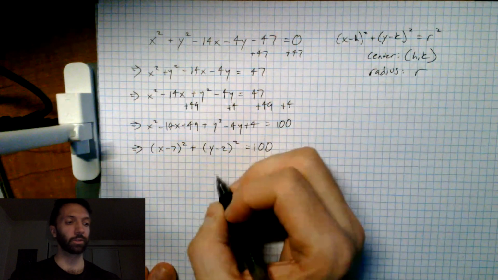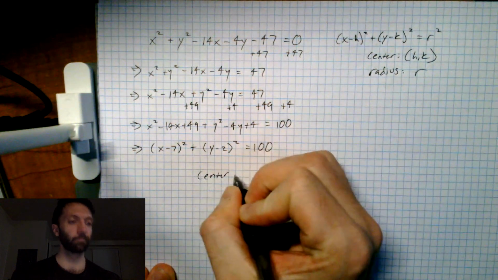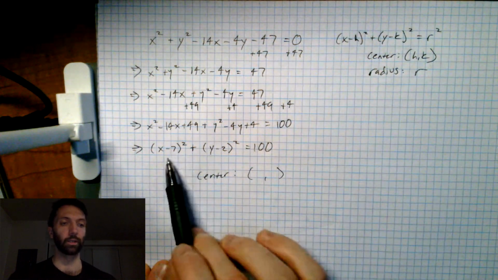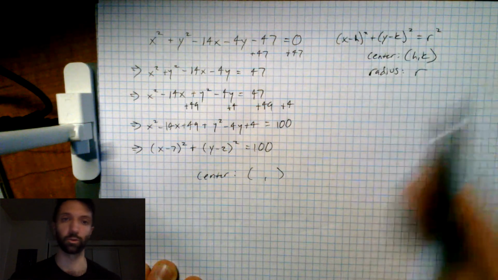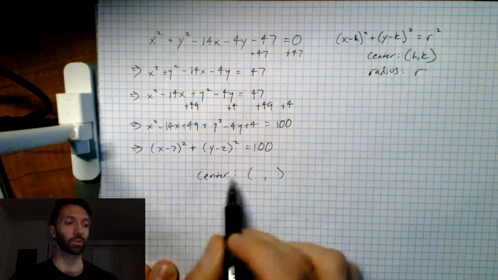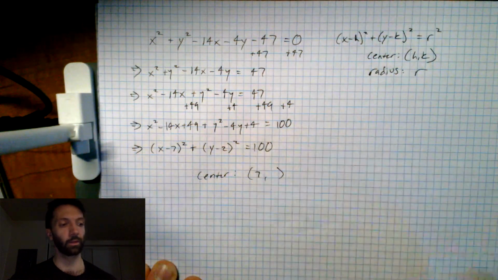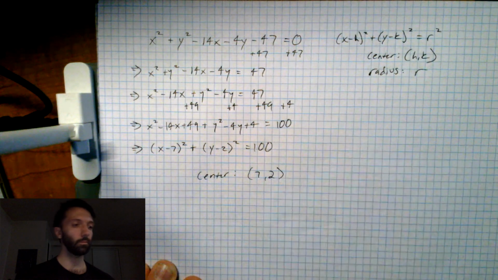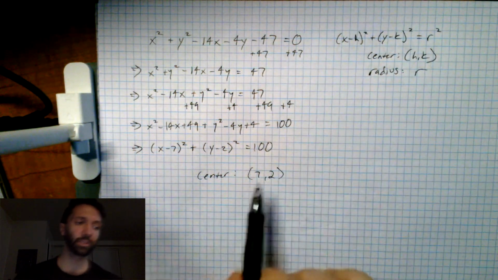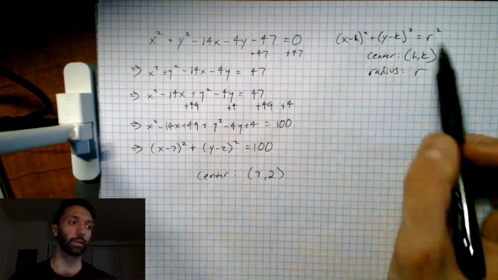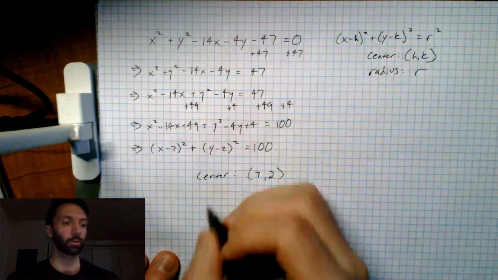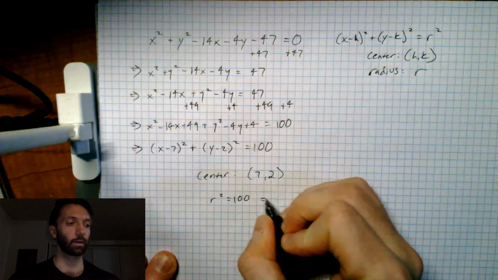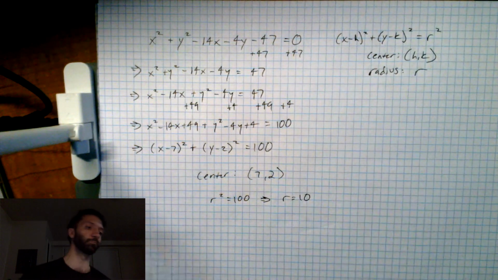And so I can now see that the center, and again, the coordinates of the center are going to be the opposite of the numbers that I see in here, because again, the formula is defined using subtraction. So my x coordinate of the center is going to be positive 7, and the y coordinate of my center is going to be positive 2. And now, keep in mind, this is not the radius. This is the radius squared. So if r squared equals 100, well then by taking the square root of both sides, I can see that r is going to be 10. Okay?